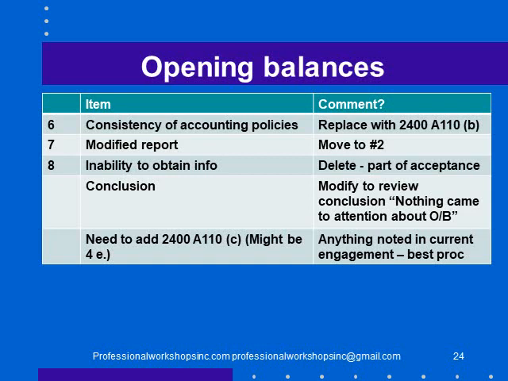I think we're missing something, though. There is a procedure in A110C. Now, it's not required, but it's probably the best available procedure. Did we note anything in the current engagement? As we're doing this year's engagement, did anything come along that tells us that last year's numbers are wrong? Maybe that's in 4E, I don't know, but I would make that really clear. Is there anything noted in the current engagement?